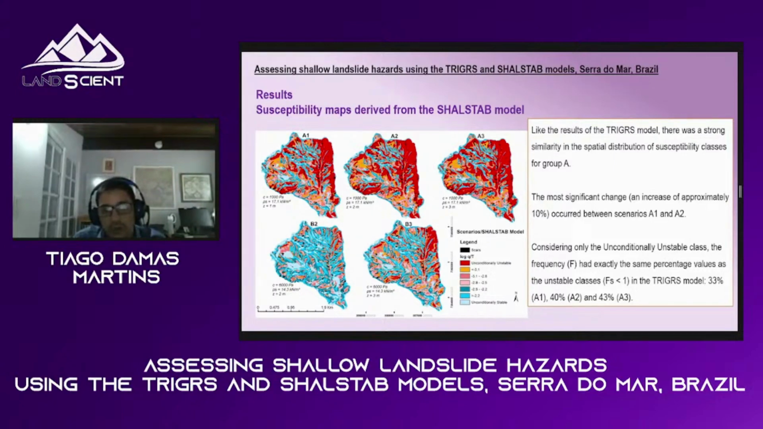When you verify the number of cells inside of the landslide scars, what brings us a question is that TRIGRS is a more detailed model. You can add more input values than SHALSTAB. SHALSTAB is, using the words of the authors, a more simple model. So a more refined model compared to a more simple model gives somehow similar results.